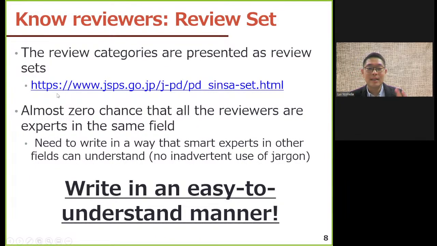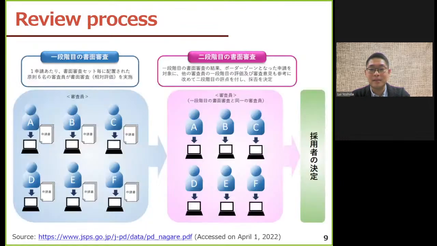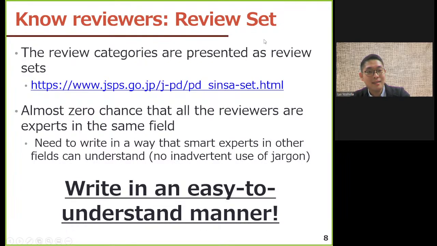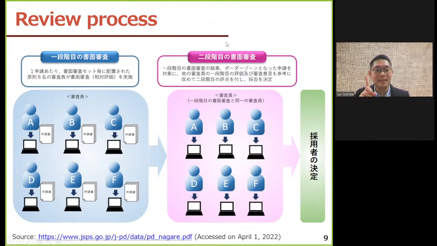It's very good for you to know the reviewers. I will explain this first. I would like to talk about the review process of the Gakushin proposal. There are two steps. There are review sets in the Gakushin, and in one set, 6 reviewers are there.